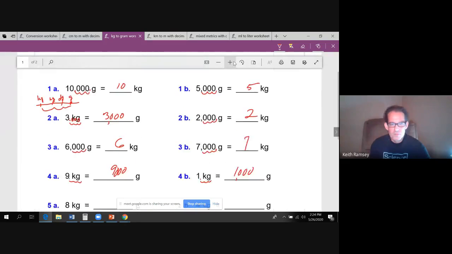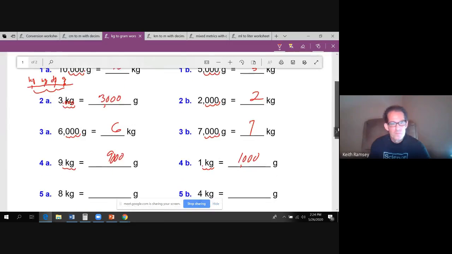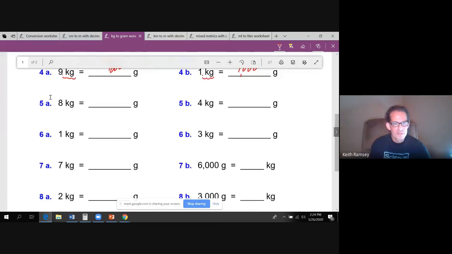Let's take a look at a couple more here. Okay, so I have kilograms to grams. Here's my decimal. 3 steps, so this would be 8,000. Kilograms to grams, this would be 4,000. This would be 1,000. 3,000. 7,000. What about this one?